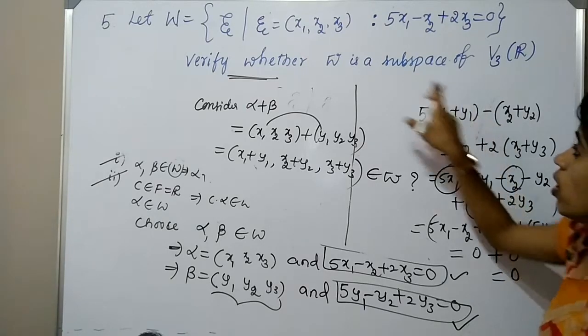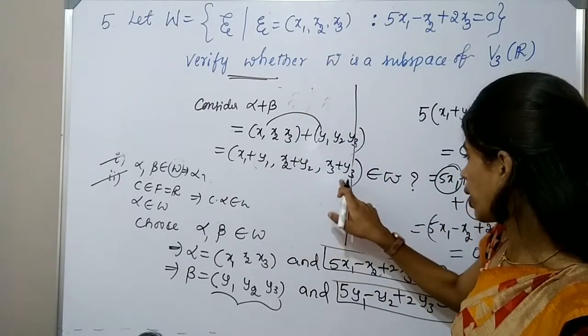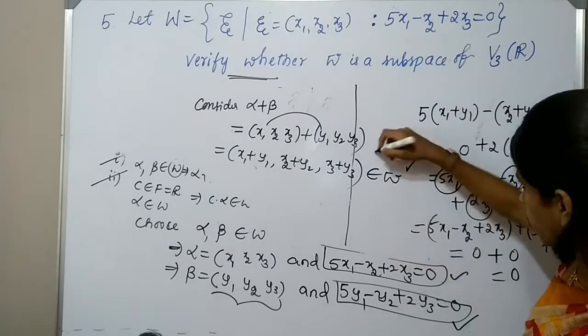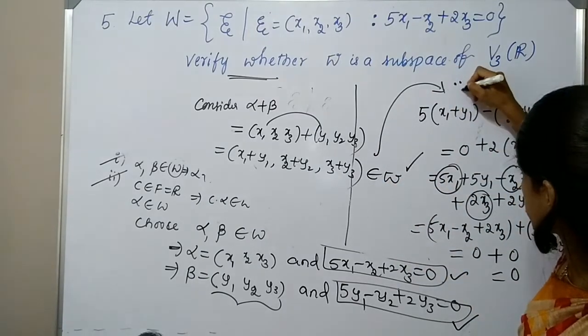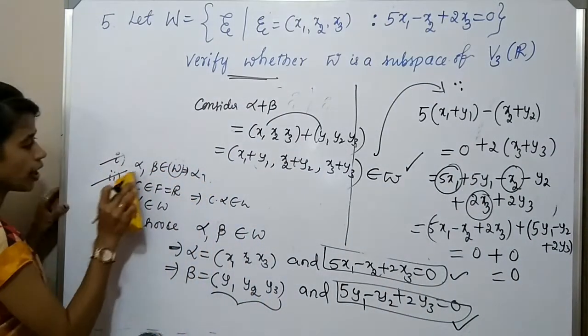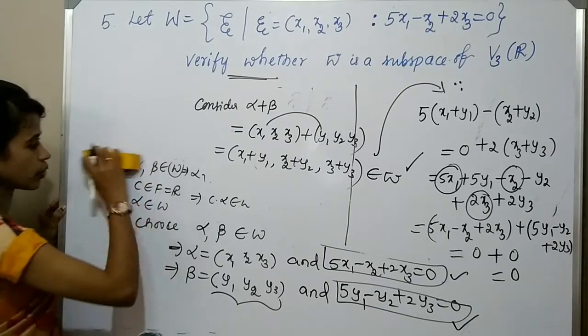Therefore it is clearly equal to 0. Since it is 0, the first coordinate, second coordinate and third coordinate, that is this one, clearly belongs to W. So it belongs to W. Therefore, if I take alpha and beta, whose sum also belongs to W, then W is closed under vector addition. This is over.